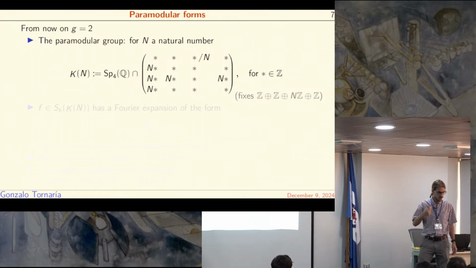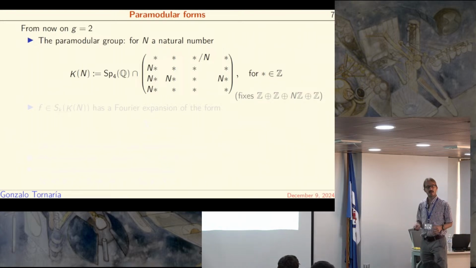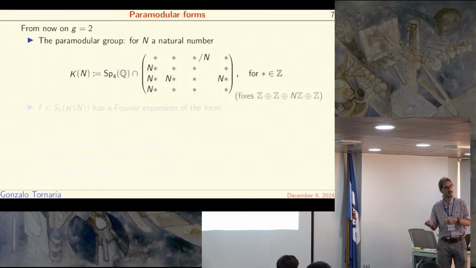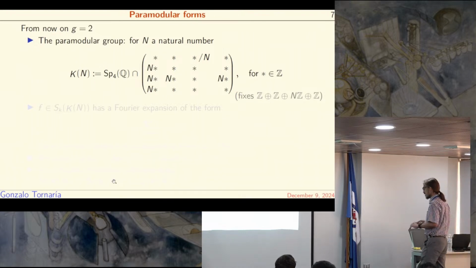Also, you could replace the symplectic form by a different symplectic form. Remember the J symplectic form was 0, 1, minus 1, 0, so you could put 0, 1_n, minus 1_n, 0. So you change the symplectic form, and over the rationals all the symplectic forms are equivalent, so you get the same group, or isomorphic. But over the integers, they are not. So if you change the symplectic form, then you can say, oh, the integral symplectic matrices. But it's more convenient that all the paramodular groups live in the same symplectic group. So it's just a matter of convenience.